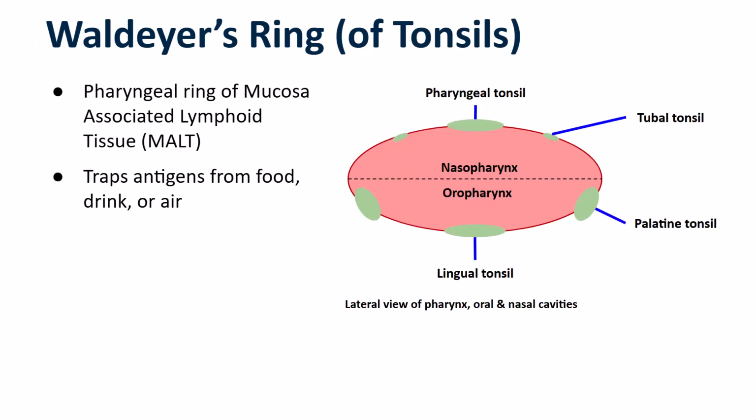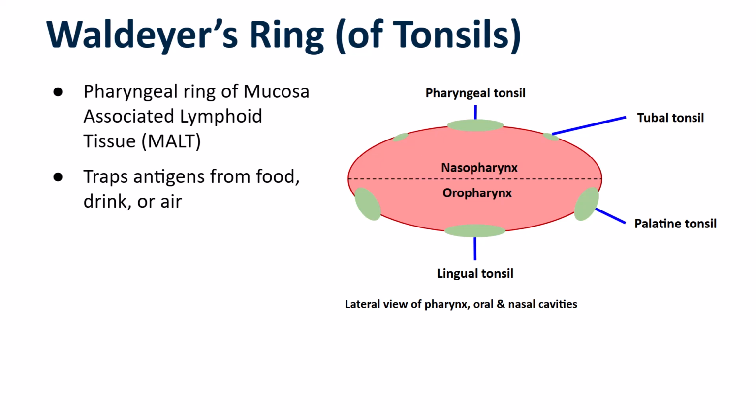Now we've talked about all of these various tonsils. Tonsils, as you recall, are acapsular lymphoid tissue. So this is a pharyngeal ring of mucosa-associated lymphoid tissue, or MALT tissue, interspersed with all of these, the rest of the aggregations, or the tonsils.